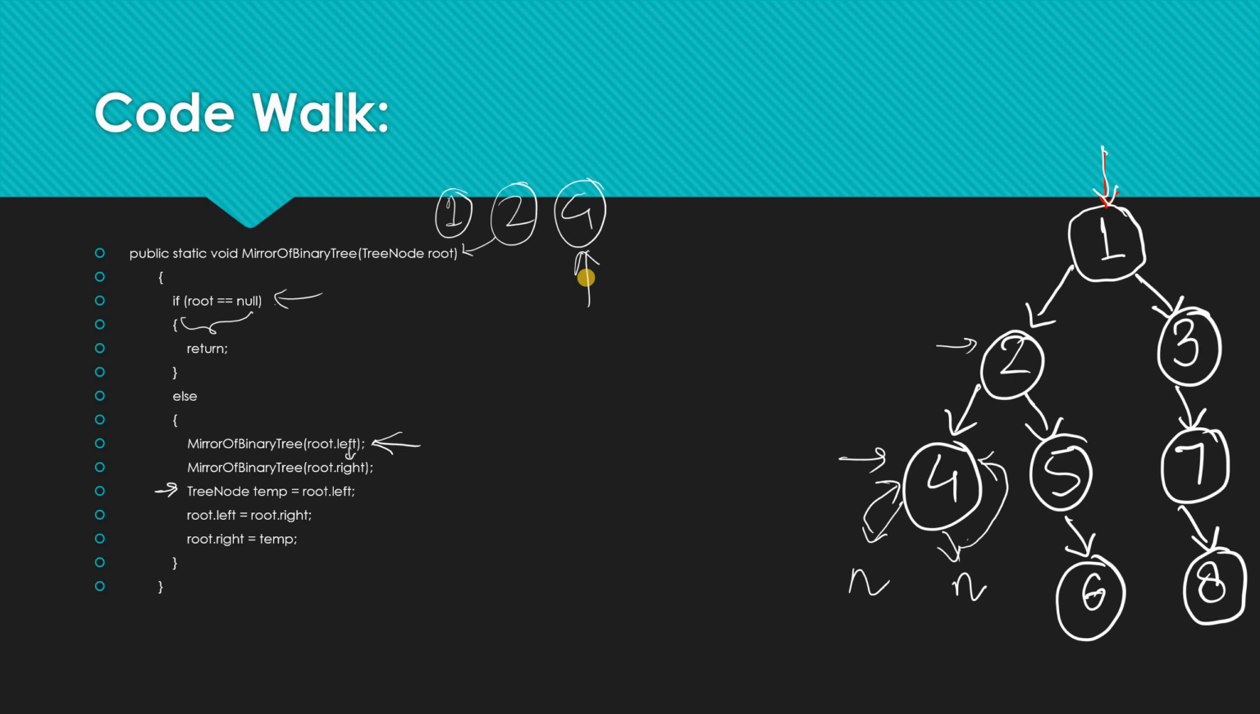Our root is 4. So what we'll do here, we'll store the root left in temp. So root left is null, so we'll store null here. Then we'll go here, we'll say root left equal to root right. So then again, root left will become null because root right is null. Cool. Now what will happen? We'll say root right equal to temp. So temp was null, so root right will again become null. So that's all.